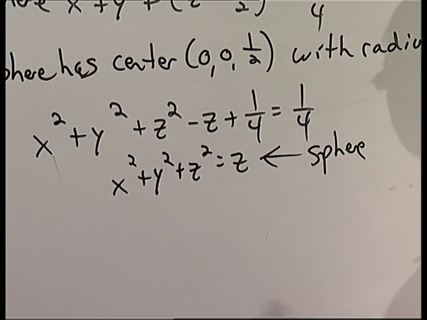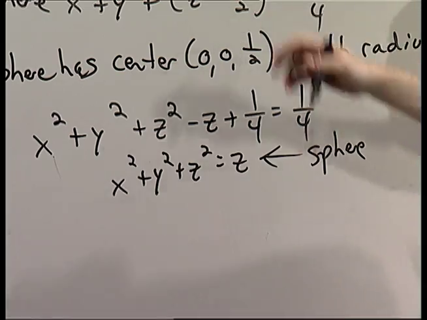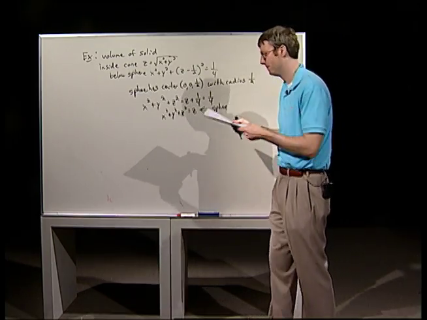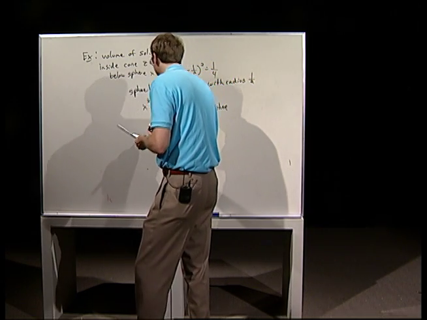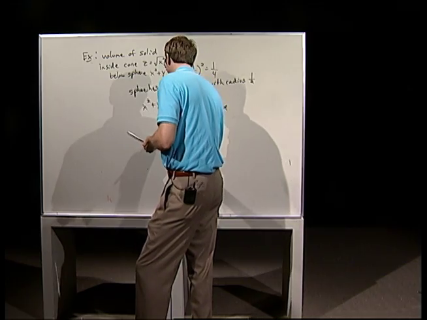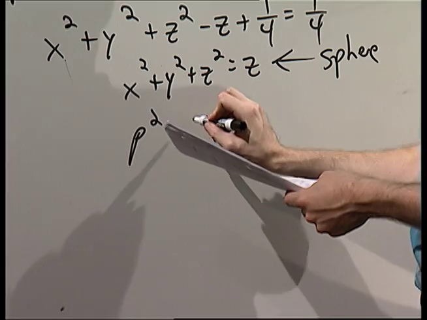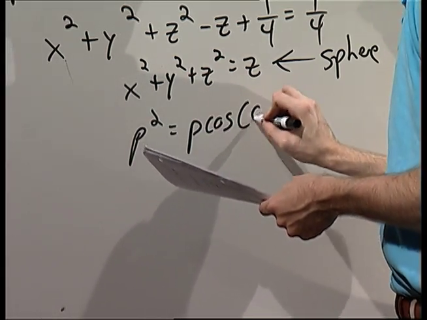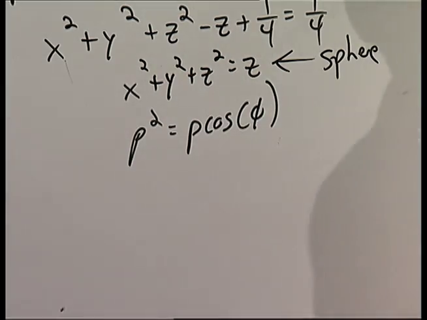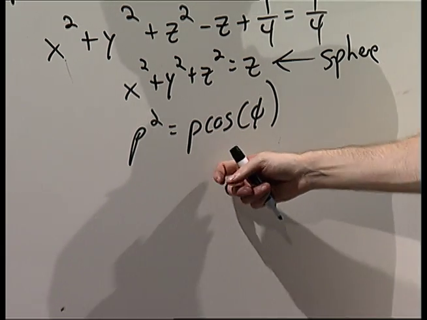And it turns out this may be more useful to have because we have an expression for z, and we don't have to worry about squaring it out when we have nasty things like sines and cosines. Okay, so if we convert to spherical, what do we get? X squared plus y squared plus z squared is rho squared. We saw that last time. Z is rho cosine phi.